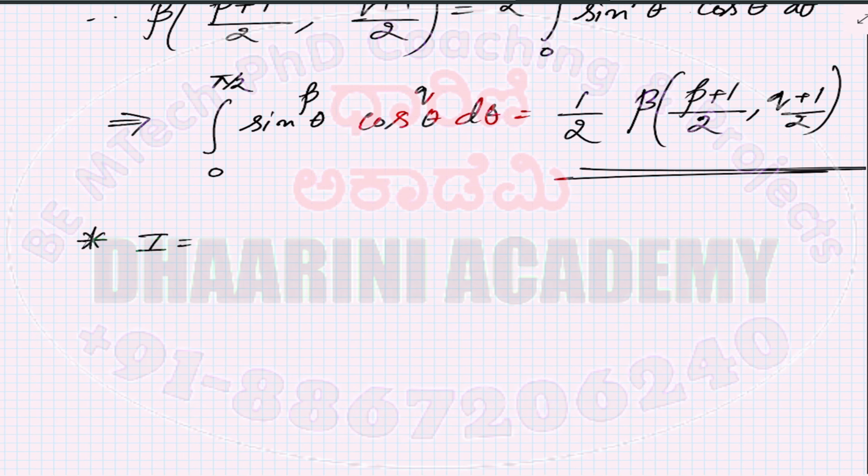Solve I is equal to the integral from 0 to pi by 2 of sine to the power 4 theta cos to the power 3 theta d theta. So what am I supposed to do with this?